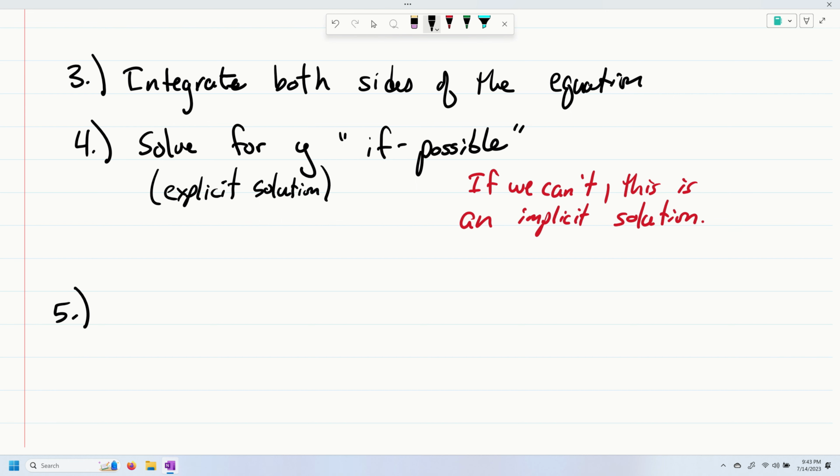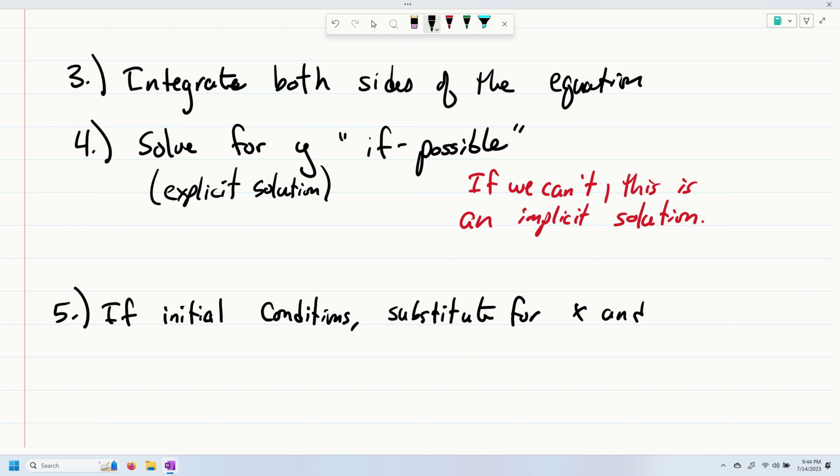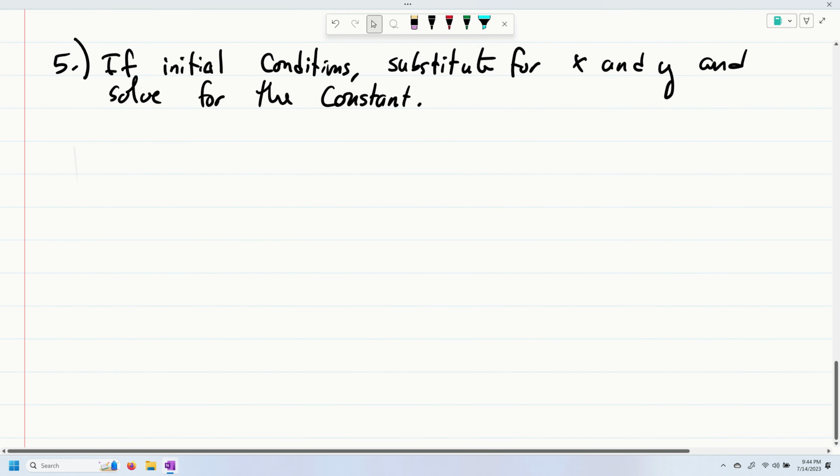And then step 5, if you have initial conditions, substitute for x and y and solve for the constant. So let's see how this works.